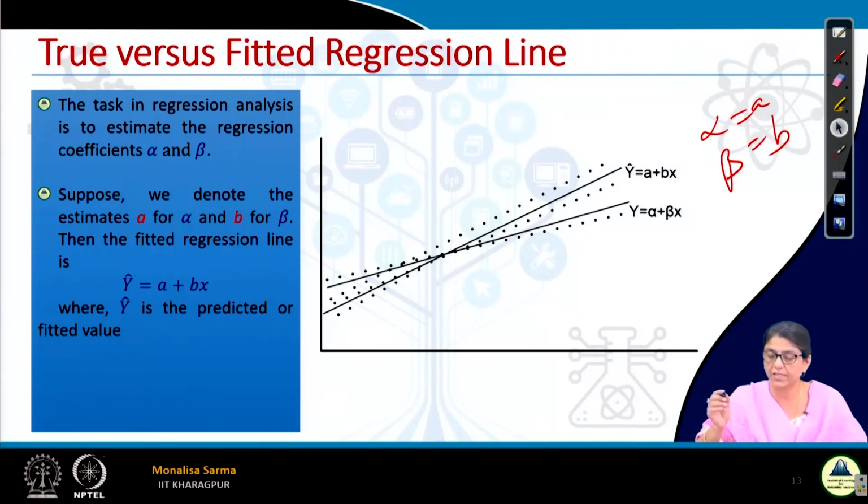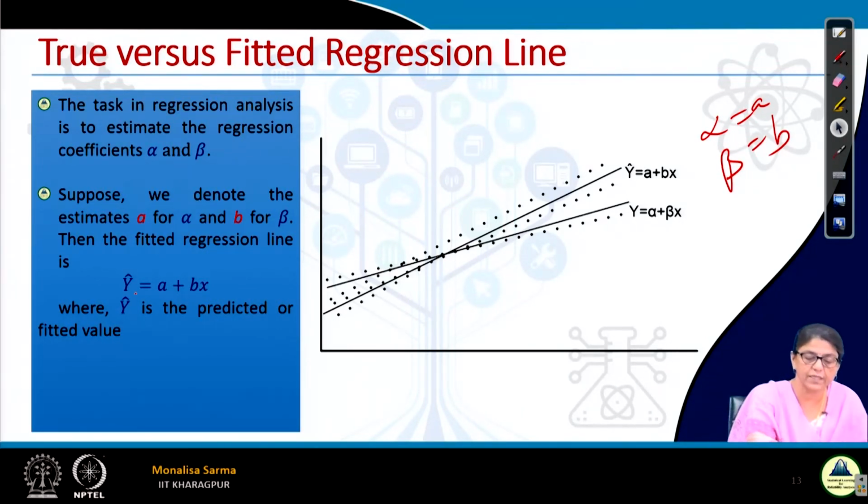If this is the case, then what is our line now? Our line is now a plus bx. For that, instead of y, I am writing y cap, because this is my assumption. I have assumed that the value of alpha is a and the value of beta is b. With this assumption, the line I got is a plus bx, and I am calling it y cap, a different variable, where y cap is the predicted or fitted value.